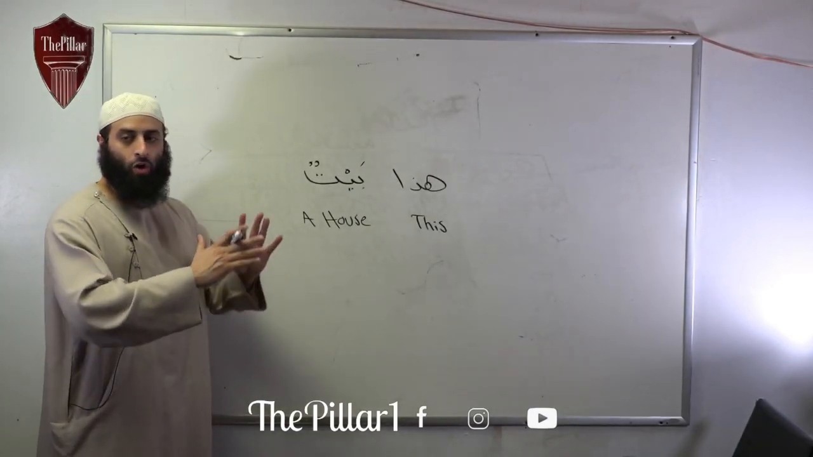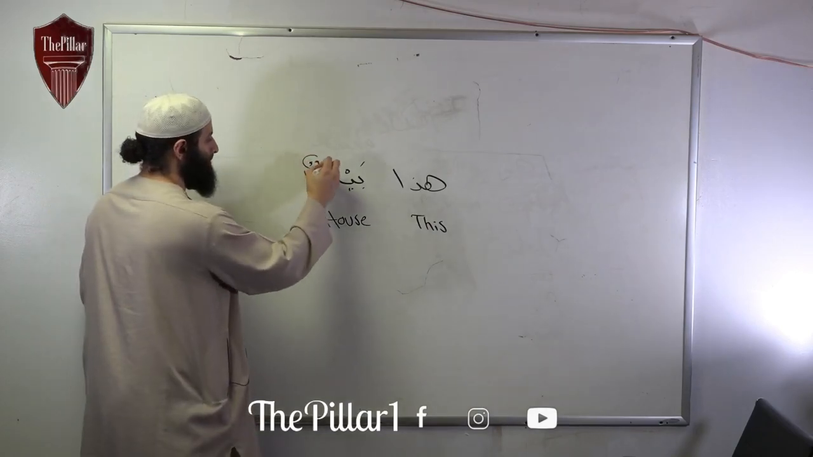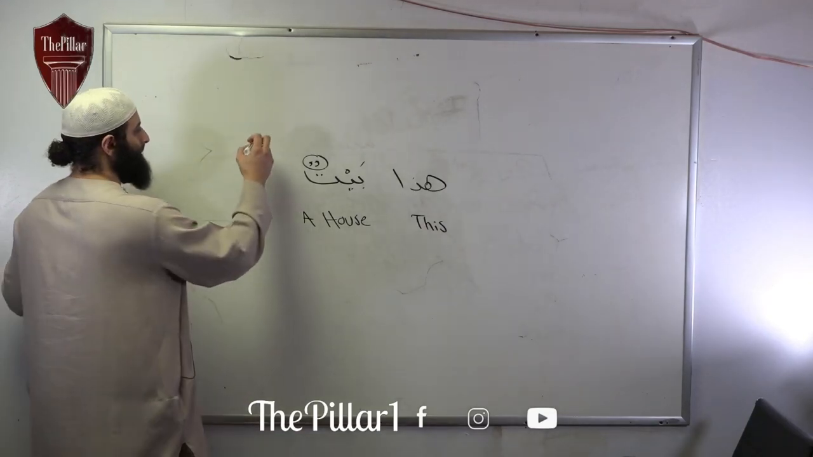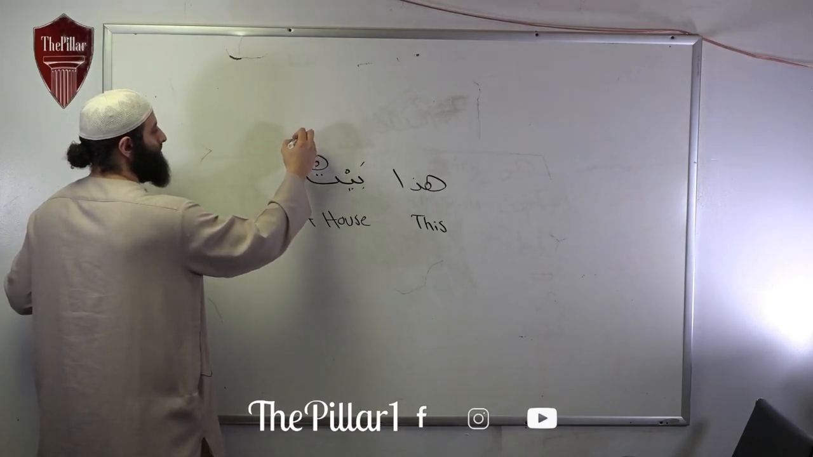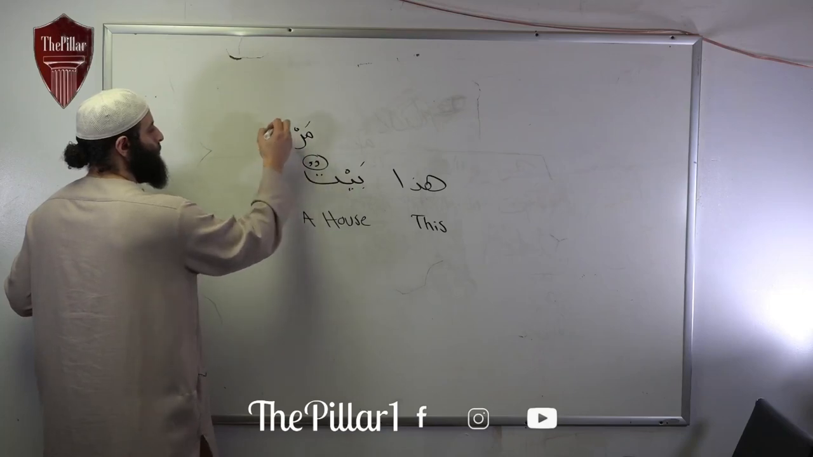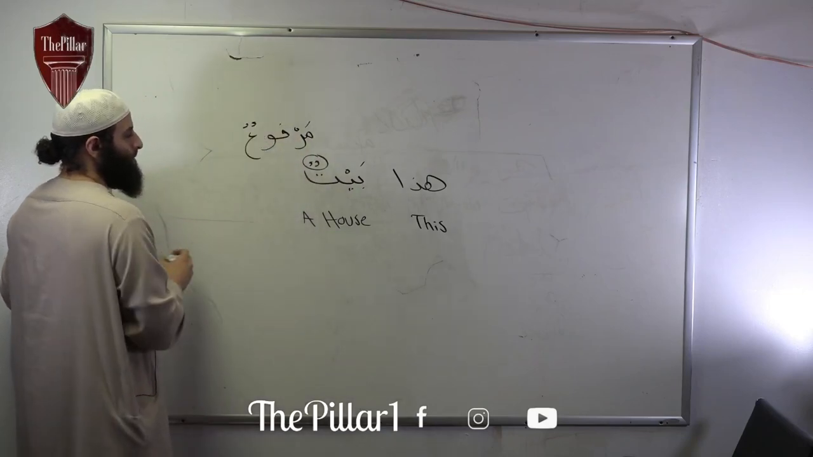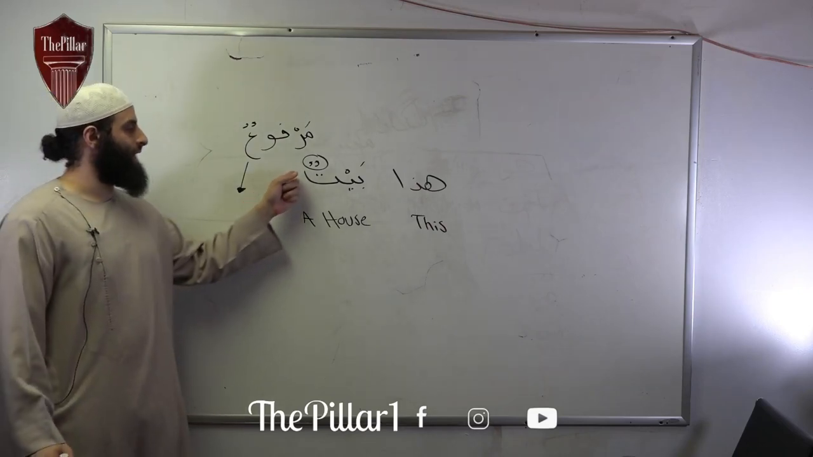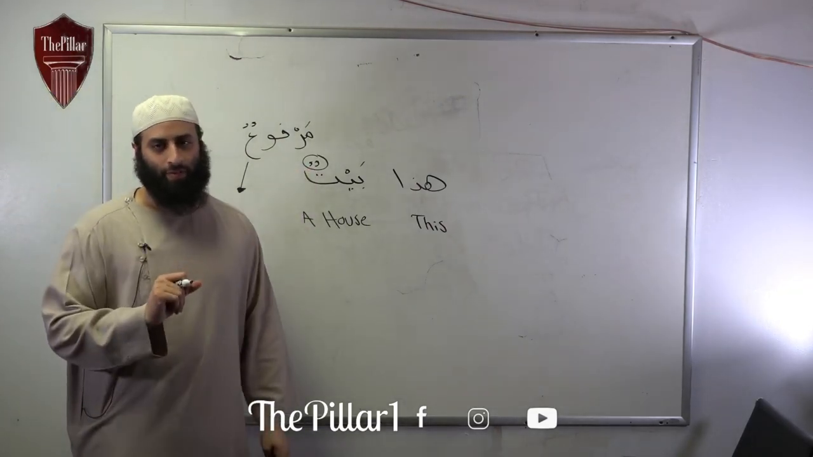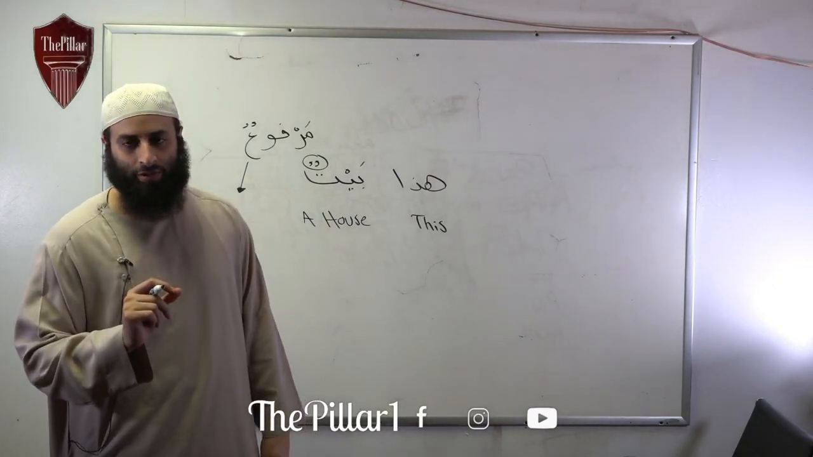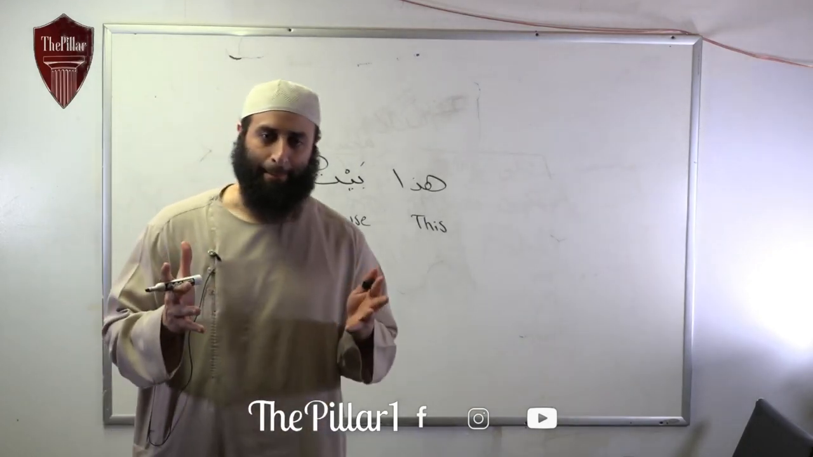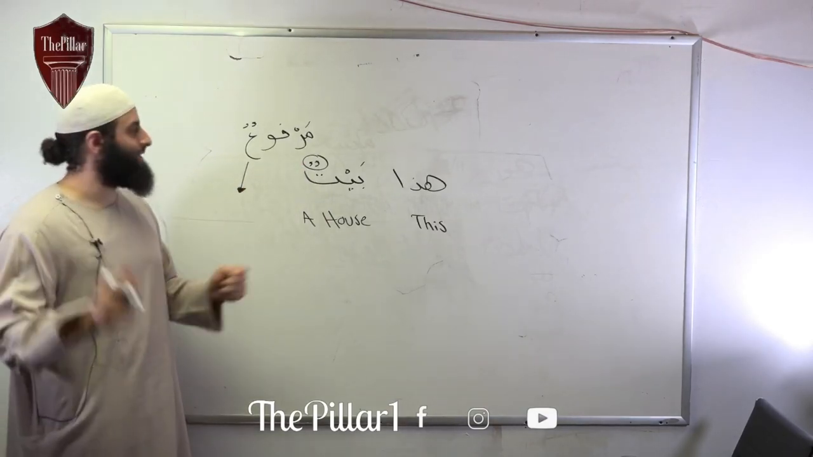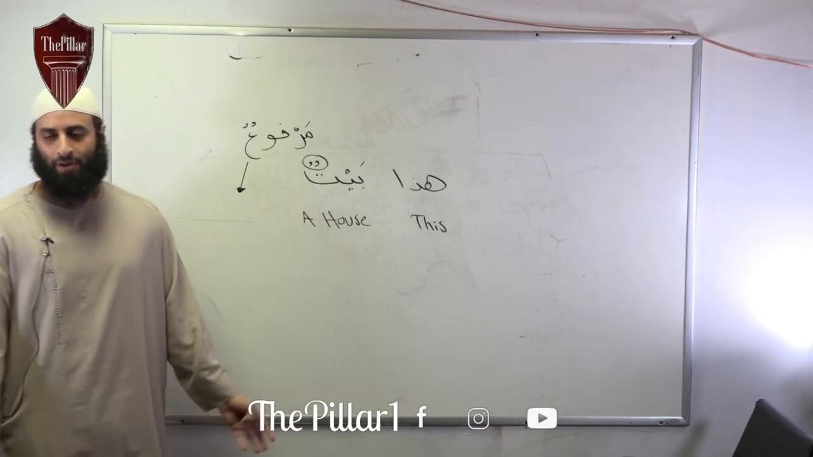The original state of all words is ending with a dhammatain or a dhamma. That state is called marfu'un. Marfu'un, right, means that it's going to end with a dhammatain or dhamma for now. And in Arabic, you know, language, there's always exceptions and there's always other things that are going to be outside of the rules. So for now, if you see dhammatain at the end of a word or a dhamma, what are you going to say that it is? Marfu. It's in the nominative state.